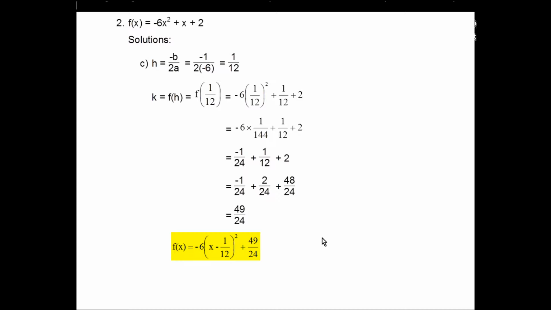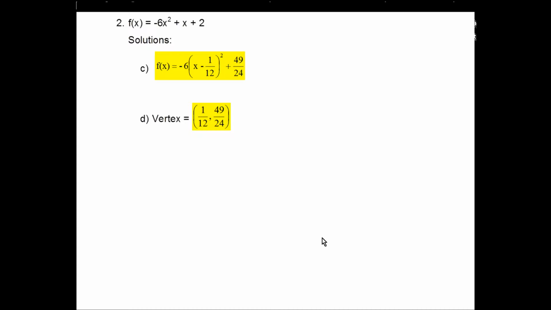Okay, so where are we up to now? Part D, the vertex. Remember, the vertex is at (h, k). So my vertex is 1/12, comma 49 over 24. So there was my answer to C. Okay, part E was the axis of symmetry. Remember, it's x equals h. Don't forget the x equals. So x equals 1/12.